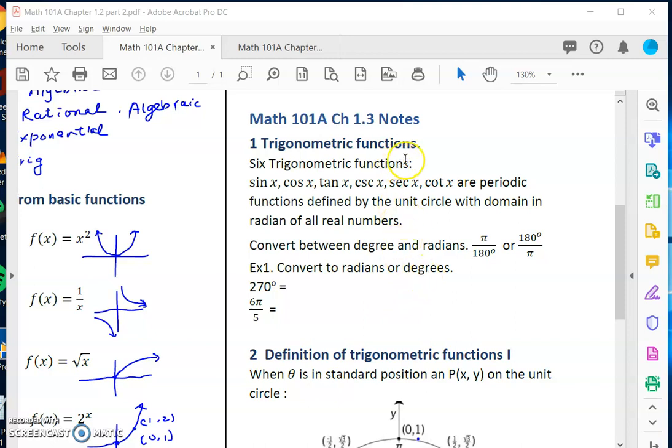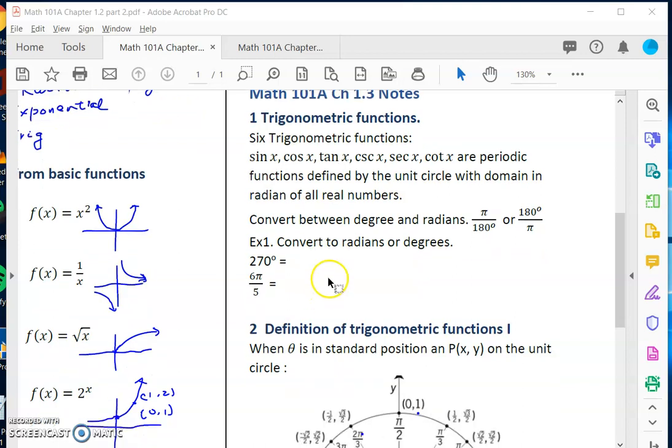So what is a trig function? There are 6 basic trig functions. They are periodic functions that are defined by the unit circle with a domain in radians of all real numbers. When we think about trig functions, we think of angles and degrees. But if our input is in radians, then it doesn't have to be an angle. Radian has no units, so it can be used to model anything.